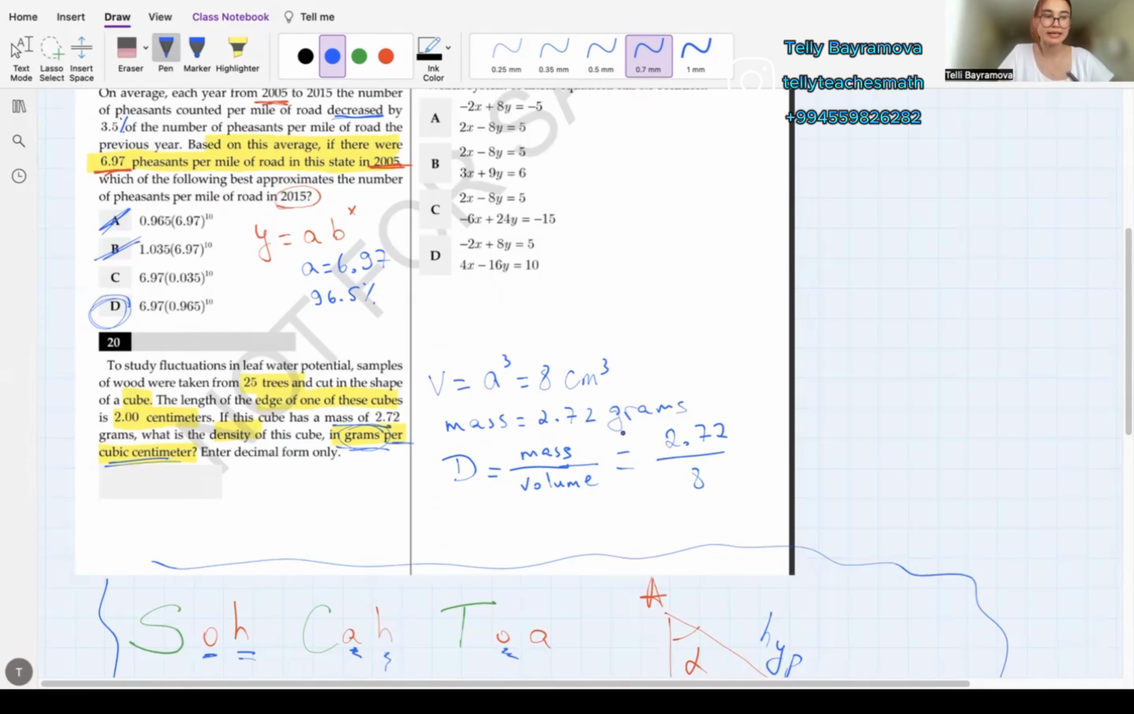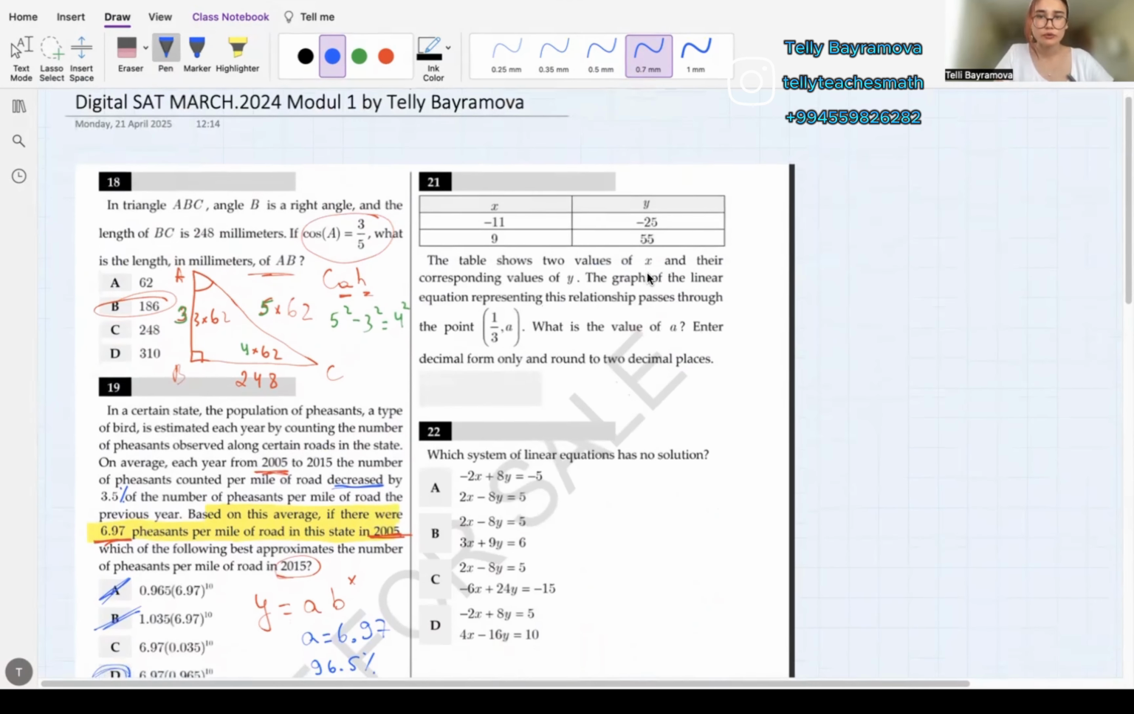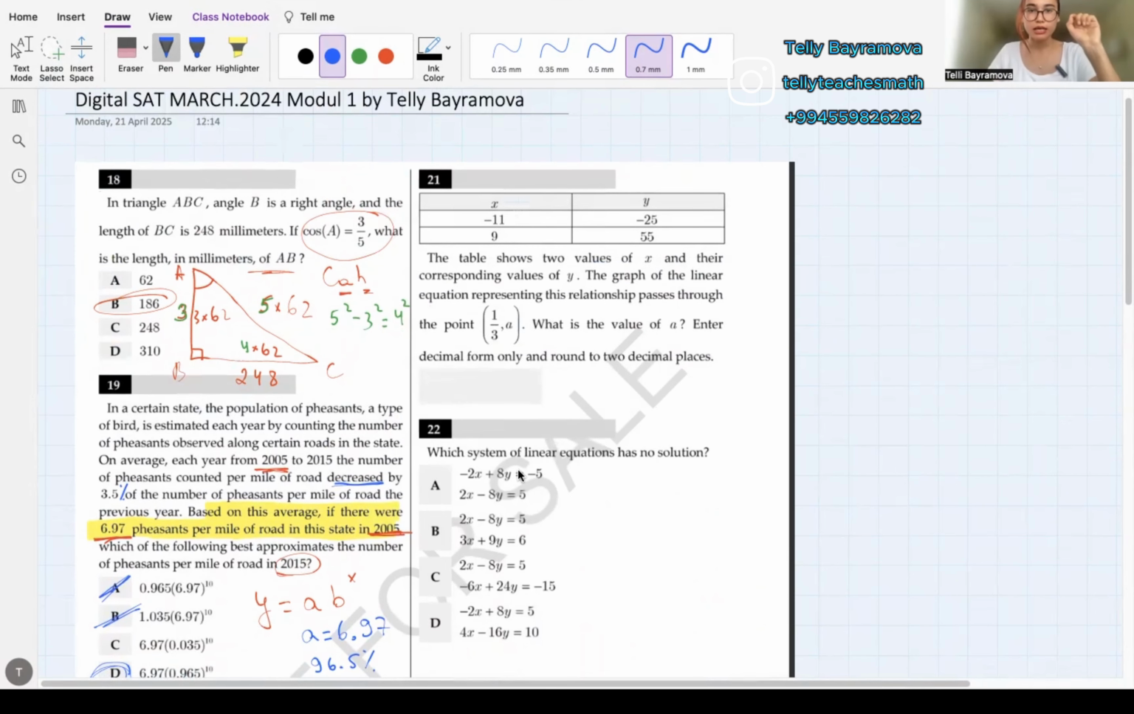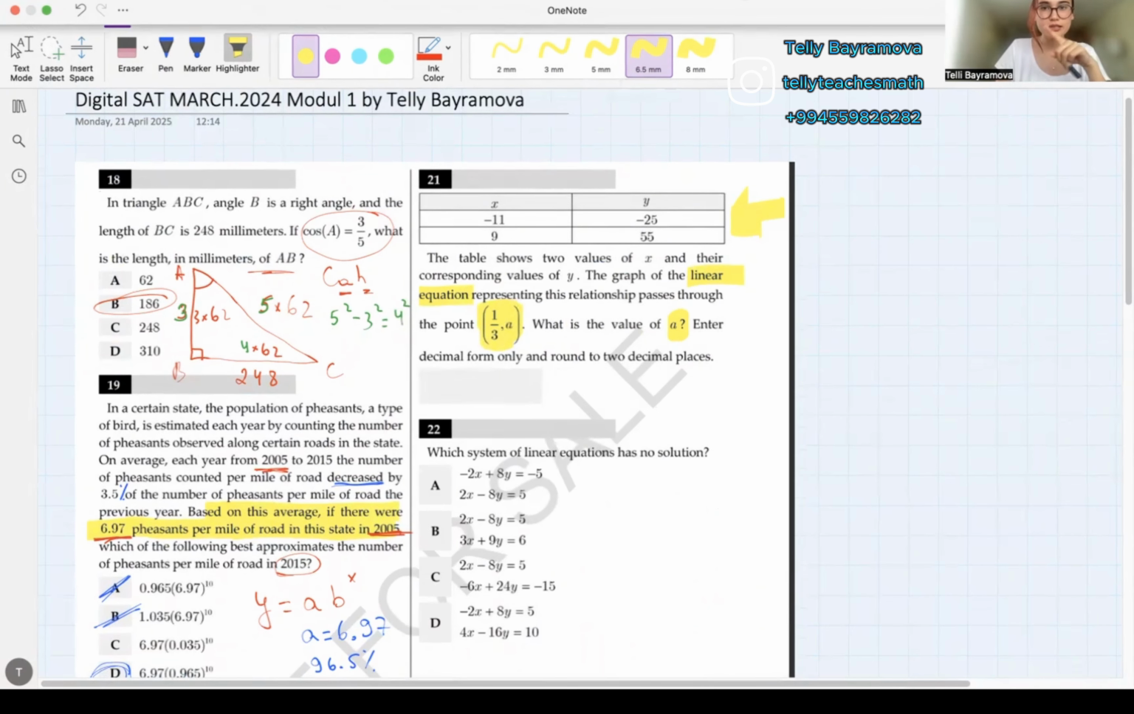2.72 over 8 is 0.34. Okay, and then 21. The table shows, again, I have a graph. I have this value. Now, what is the value of A? We need to know this is a linear equation, because sometimes it can be quadratic as well. Again, go to the decimals.